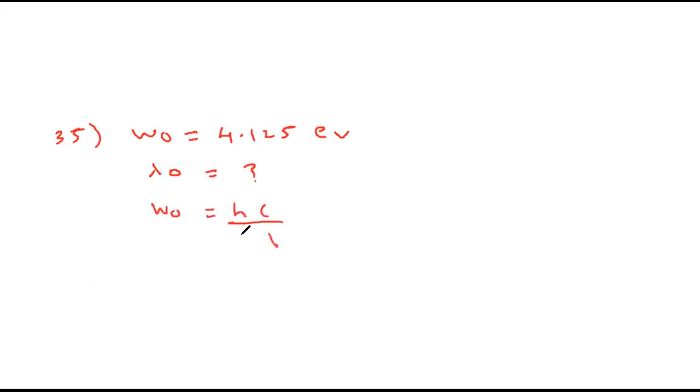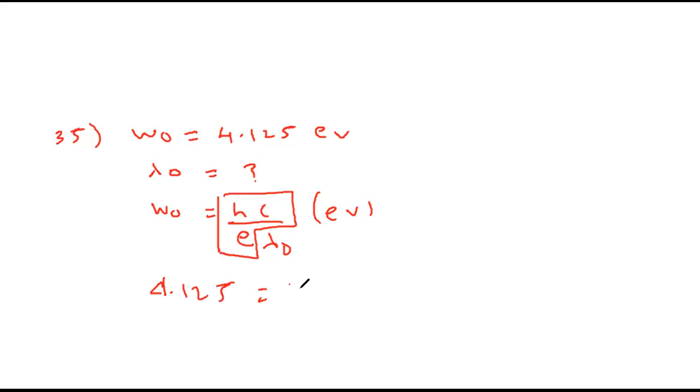Photoelectric work function for a metal surface is 4.125 electron volt. The cutoff wavelength, which means threshold wavelength, is how much? Work function is hc by lambda 0. I'm dividing by e to convert it into electron volt. And I told you this value, please remember.